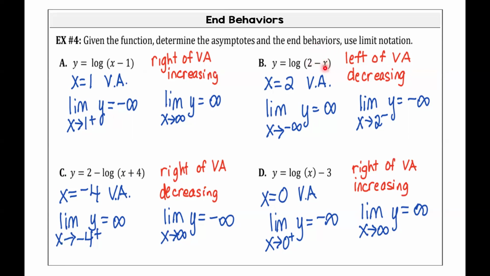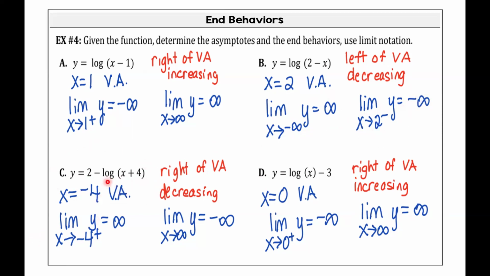Because of this reflection, this negative x, being reflected across the y-axis, we're now on the left side of our vertical asymptote and we're decreasing. Reading graphs from left to right, we are decreasing heading towards our vertical asymptote. Starting with our left-hand limit, the limit as x goes to -infinity, y equals +infinity. The limit as x goes to 2 from the left, my y values are decreasing, so it's heading towards y equals -infinity.